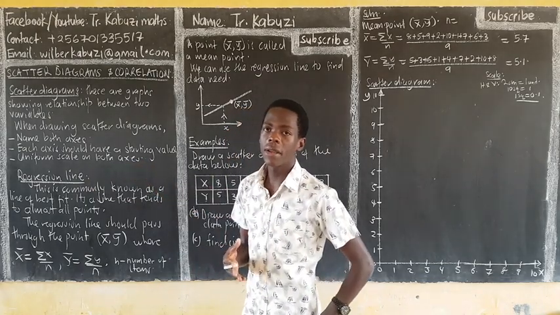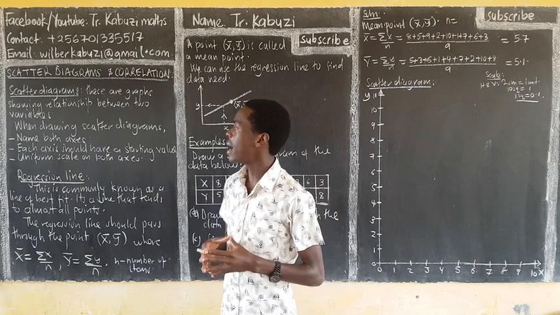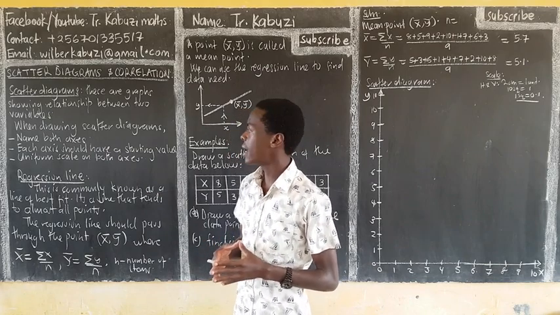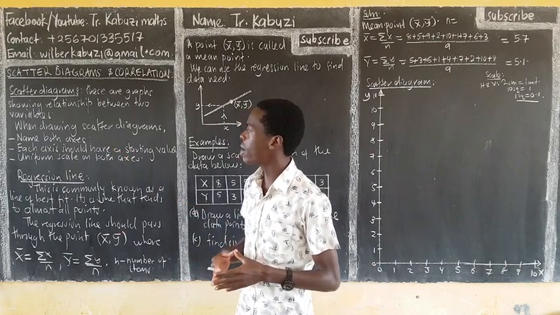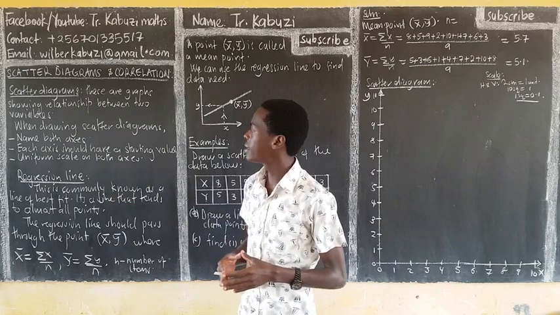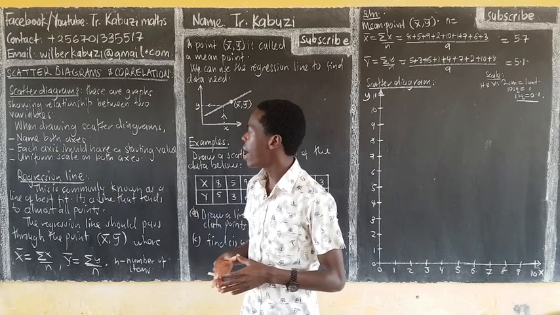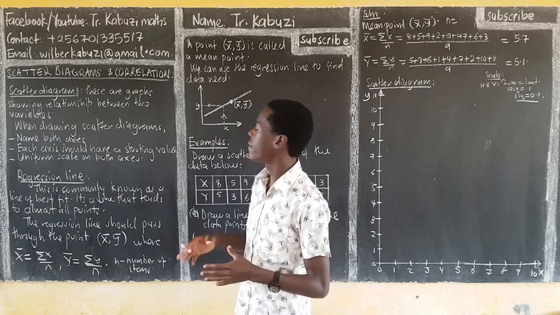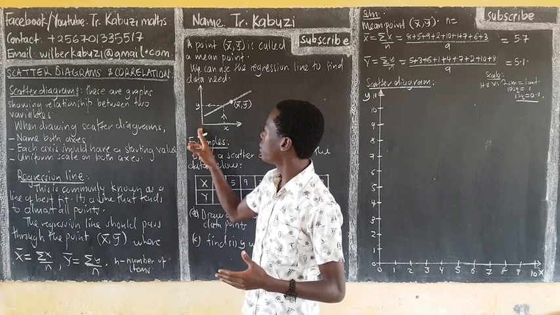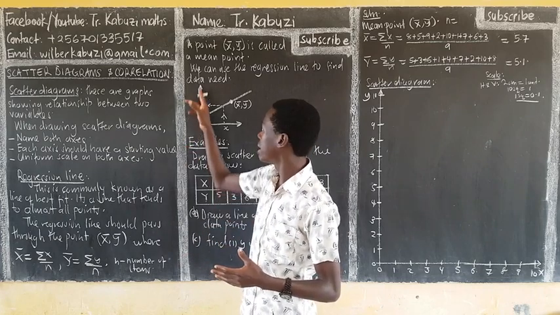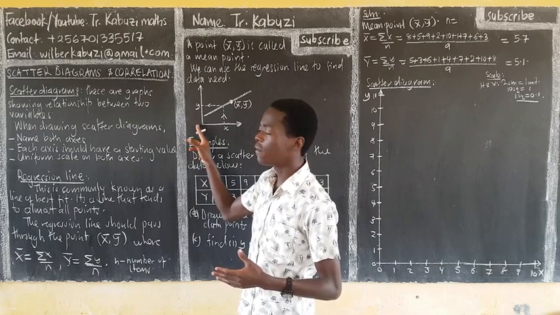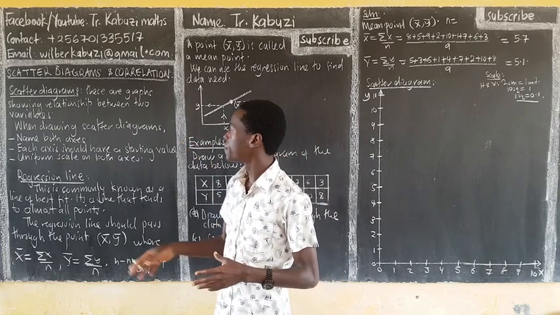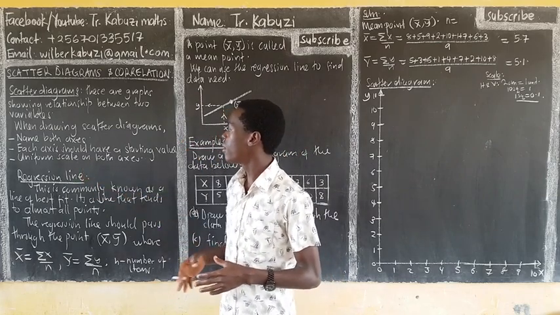There are three important things that are needed when you are drawing scatter diagrams. First, name both axes. Second, each axis should have a starting value, for the vertical and for the horizontal. Third, a uniform scale on both axes.